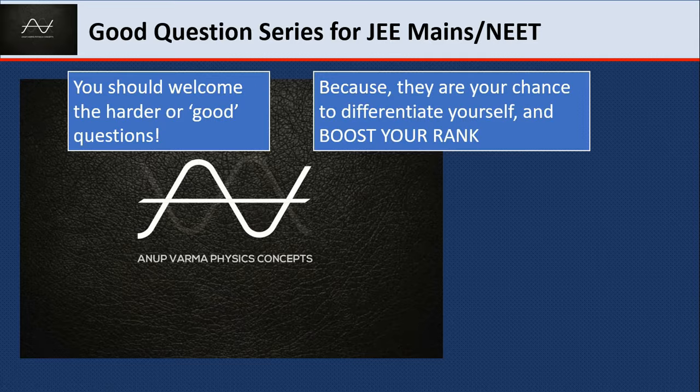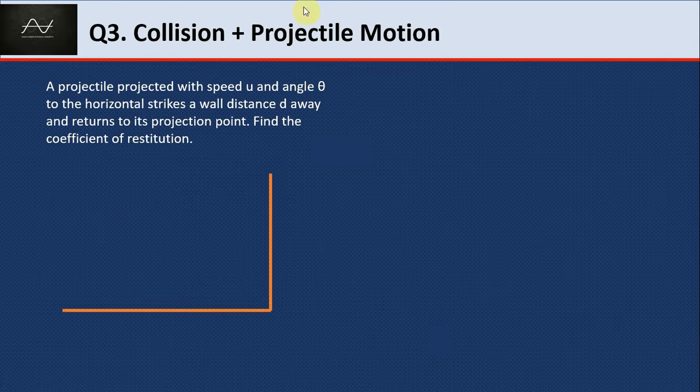So here is a good question which combines two concepts. One is collisions and the other is projectile motion. The question is, a projectile projected with a certain speed u and angle theta with the horizontal strikes the wall at a distance d away and returns to its original point after the collision. What is the coefficient of restitution when it hits the wall?